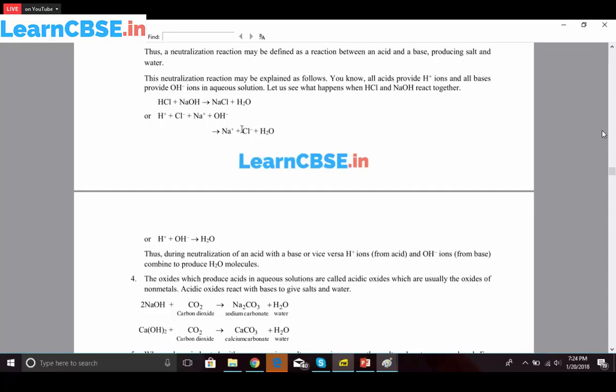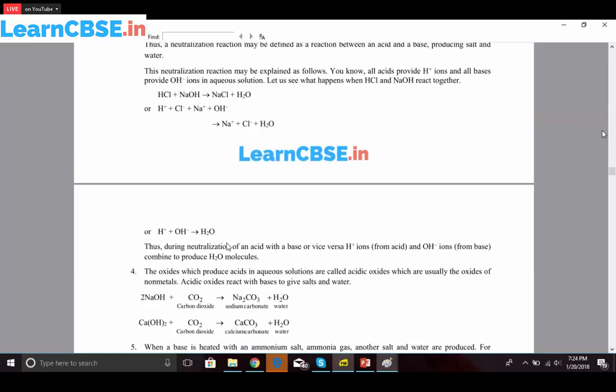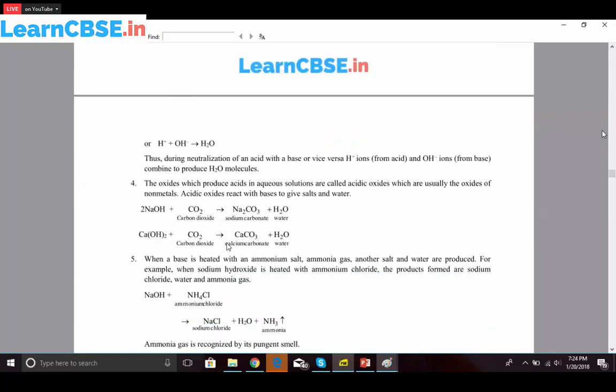Cl minus we have to cancel out. So what is left out will be the H plus and OH minus, which produces the water. So during the neutralization of an acid with a base, or vice versa, the H plus from the acid and the OH minus from the base combine and produce water molecules.